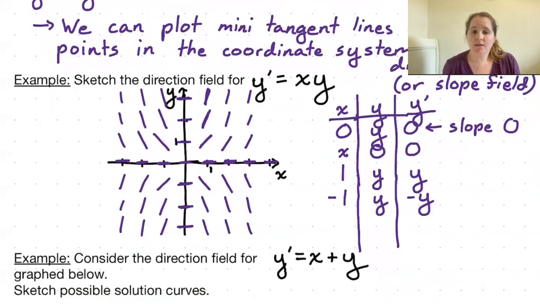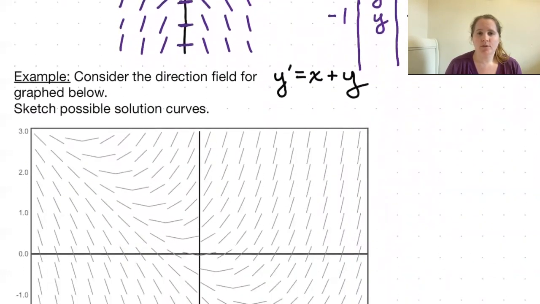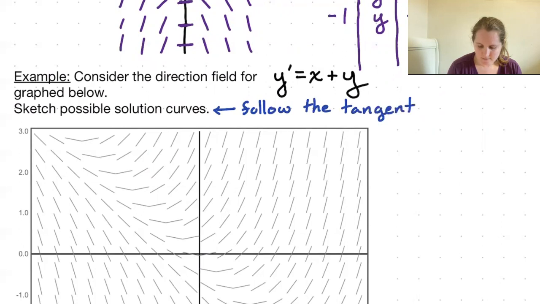Now, what we can do from here is follow the mini tangent lines and get a basic idea of what a curve might do. So this next part will do that. Next up, I have already produced the direction field for y prime equals x plus y. And we are going to sketch what are called solution curves. In order to do this, we are going to essentially follow the tangent lines to form a curve.